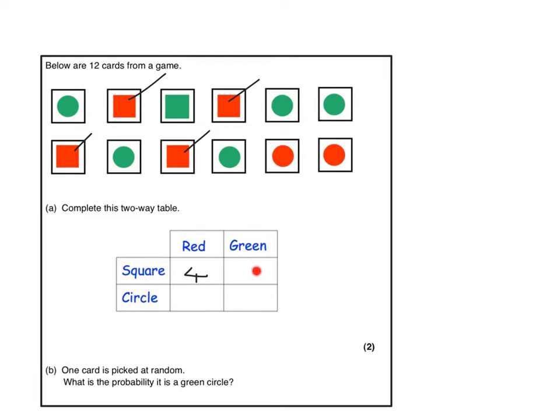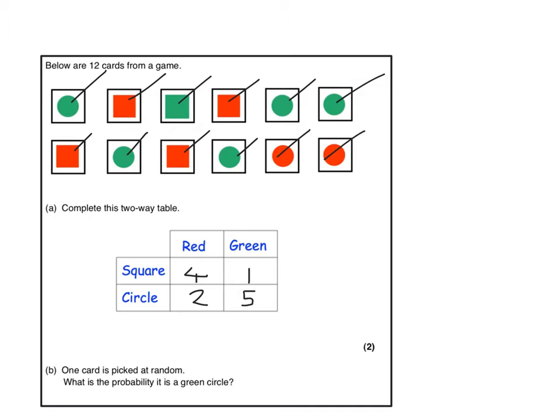This box here is for green squares. Let's count the green squares. 1. This here is red circles. 1, 2. And then this here is green circles. 1, 2, 3, 4, 5. So I've completed the two-way table.